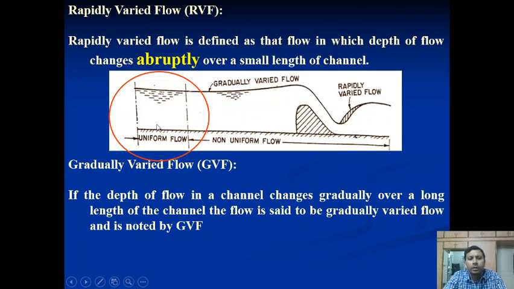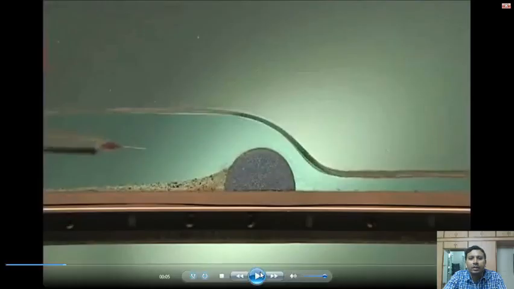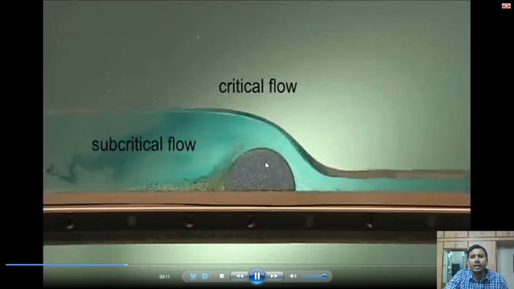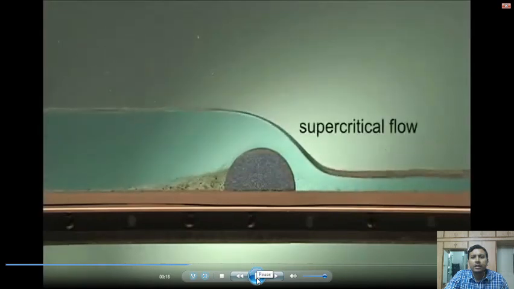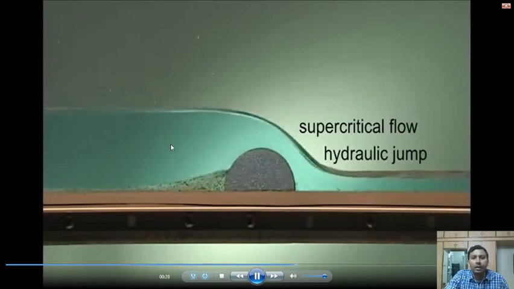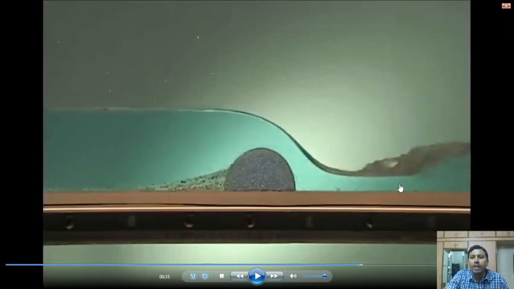I will also show you a small video where you can exactly understand how gradually varied and rapidly varied flows behave. And again, it is divided into supercritical, subcritical, and critical flow. So let us see the video. Water is flowing and you can see that it is obstructed by small structures, right? Here you can see very clearly that the depth of the water at the upstream side is very high, and at the downstream side it is low. High depth, less velocity, high discharge. And here you can see less depth, high velocity and high discharge.